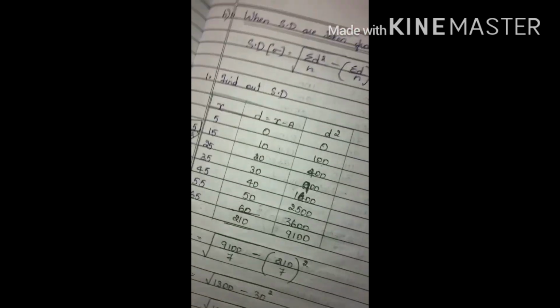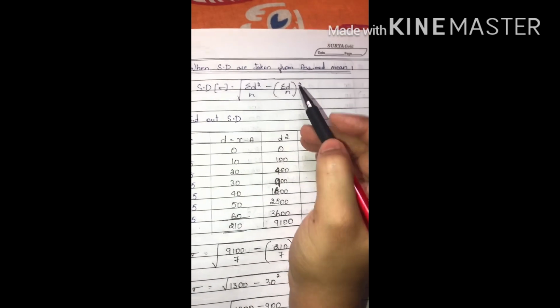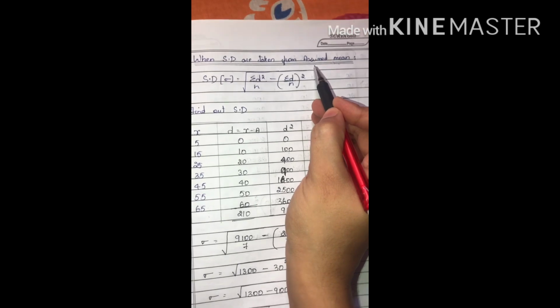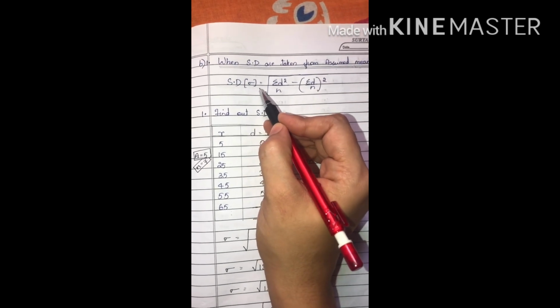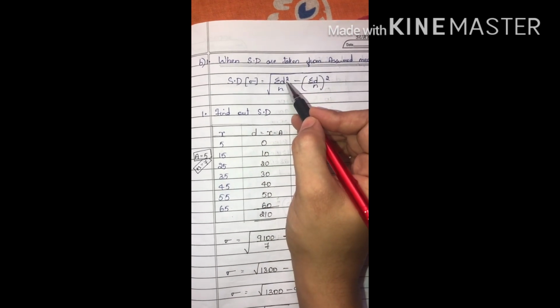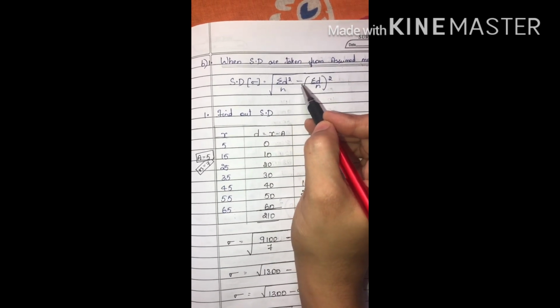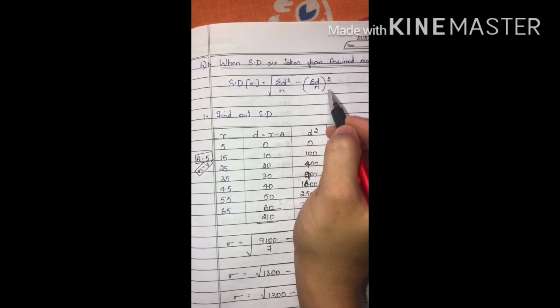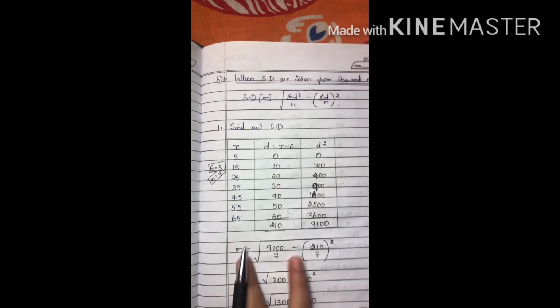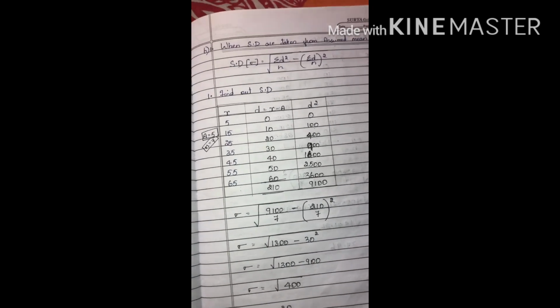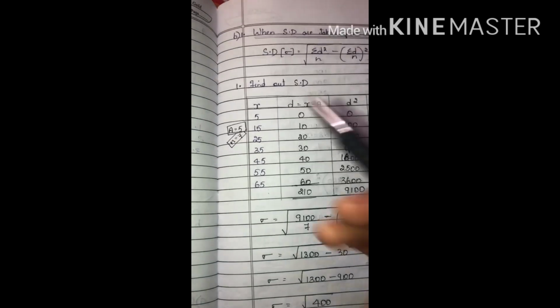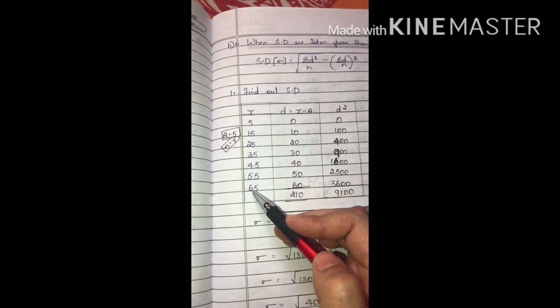Now let's get into the standard deviation when you are taking assumed mean as a base. The formula changes. Standard deviation is equal to root sigma d square divided by n minus sigma d divided by n the whole square. So the question given here is to find out the standard deviation. They've given you only the x column because it's the individual observation method.